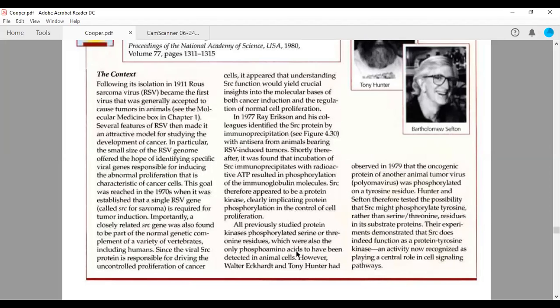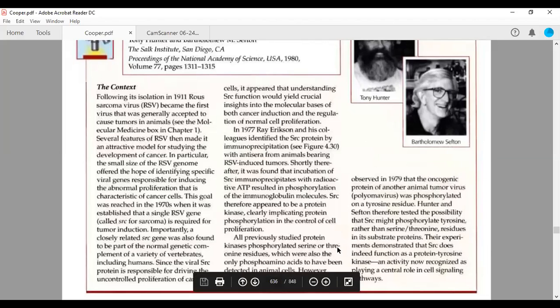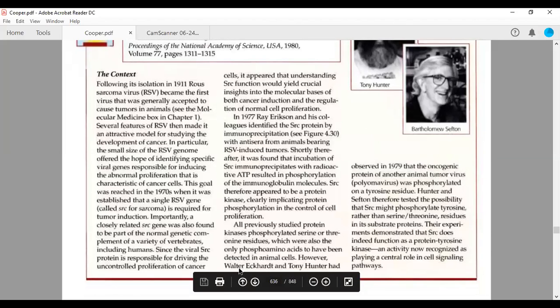It is just the concentration of CO2 in our environment. Okay. So, however, Walter Eckert and Tony Hunter, the same scientists who discovered the receptor tyrosine kinase, observed in 1979 that the oncogenic protein of another animal tumor virus, polyoma virus, was working over another viral model.